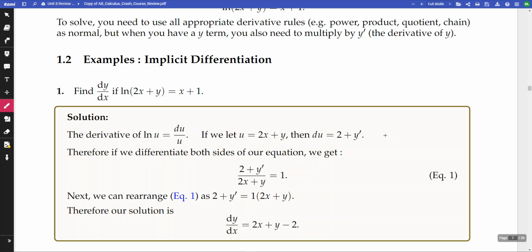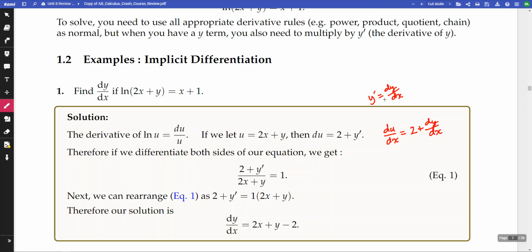Another way that we could write this more clearly is we could say, hey, du dx, the derivative of u with respect to x, is 2 plus dy dx, right? But y prime is a shorter way of writing dy dx. We've got the Leibniz notation, but also the Lagrange notation that we could use.